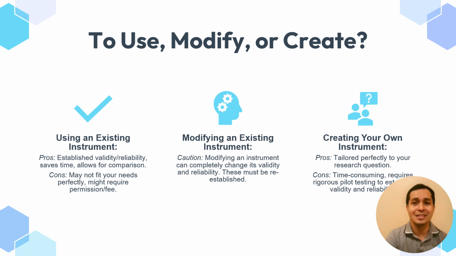Second is modifying an existing instrument. A word of caution here is that changing even one word can alter the meaning and psychometric properties of a question. If you modify an instrument, you must treat it as a new one and re-establish its validity and reliability through pilot testing. Then the third one is creating your own instrument.